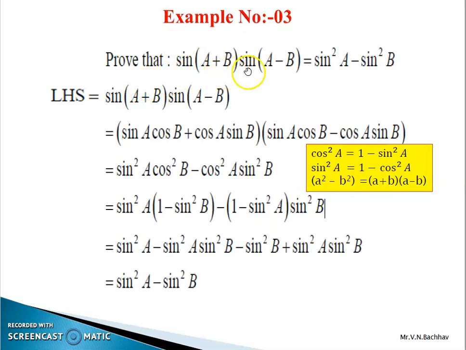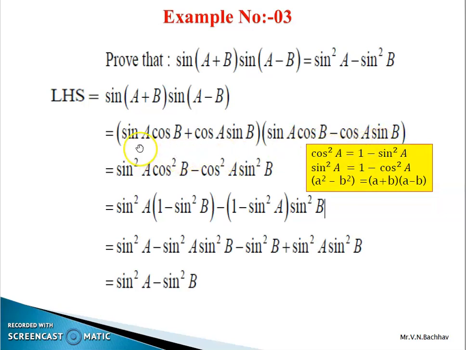Example number 3. Prove that sin A plus B into sin A minus B is equal to sin square A minus sin square B. Here LHS is equal to sin A plus B into sin A minus B. We use here compound angle formula, sin A cos B plus cos A sin B, another bracket sin A cos B minus cos A sin B.